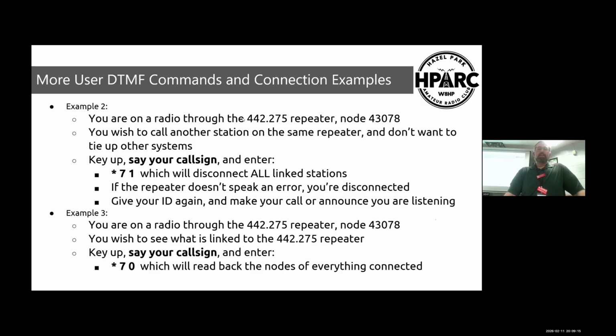So if you want to talk to someone locally, right, and you don't want to go out over the entire network, you could key up, again, say your call sign to properly ID, and then click *71, and that'll disconnect all of the linked stations. If you want to know what's linked beforehand, you just dial *70.